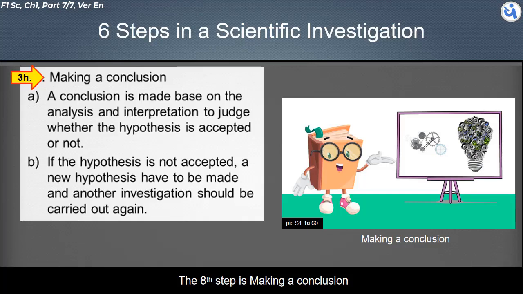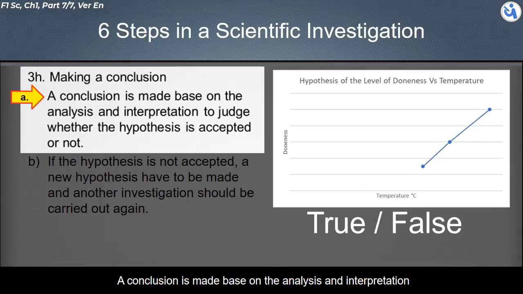The eighth step is making a conclusion. A conclusion is made based on the analysis and interpretation to judge whether the hypothesis is accepted or not.